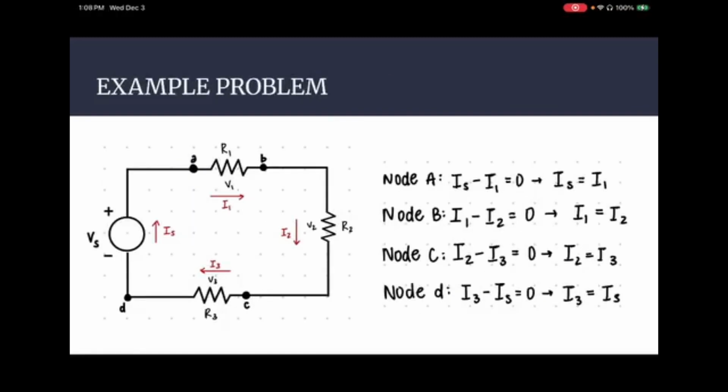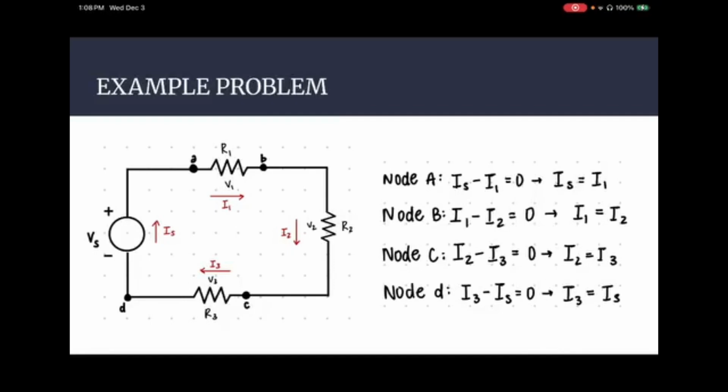Here I have a simple series circuit with a voltage source and 3 resistors. Because this is a series circuit, there's only one path for the current to flow, so the same current flows through every component. The voltage, however, may differ since it's divided amongst the components depending on their resistances.